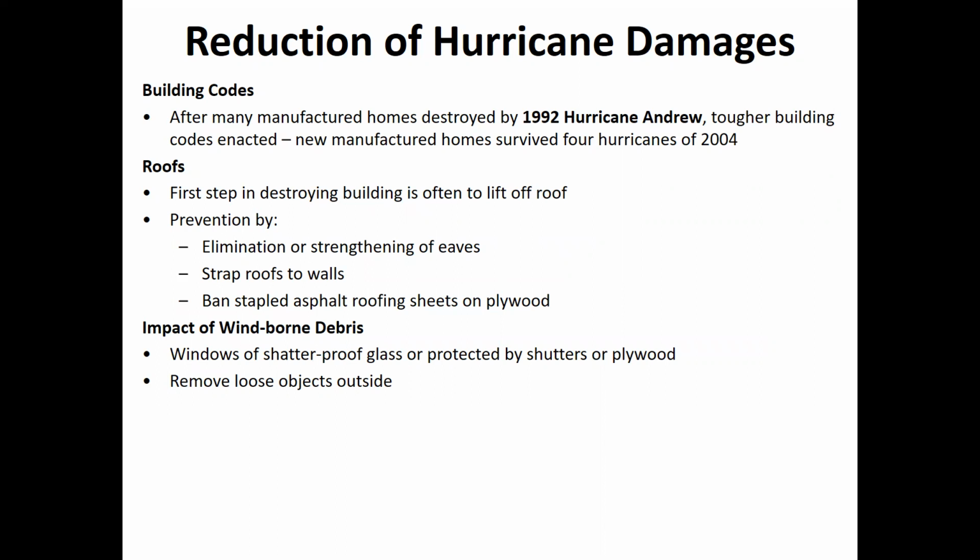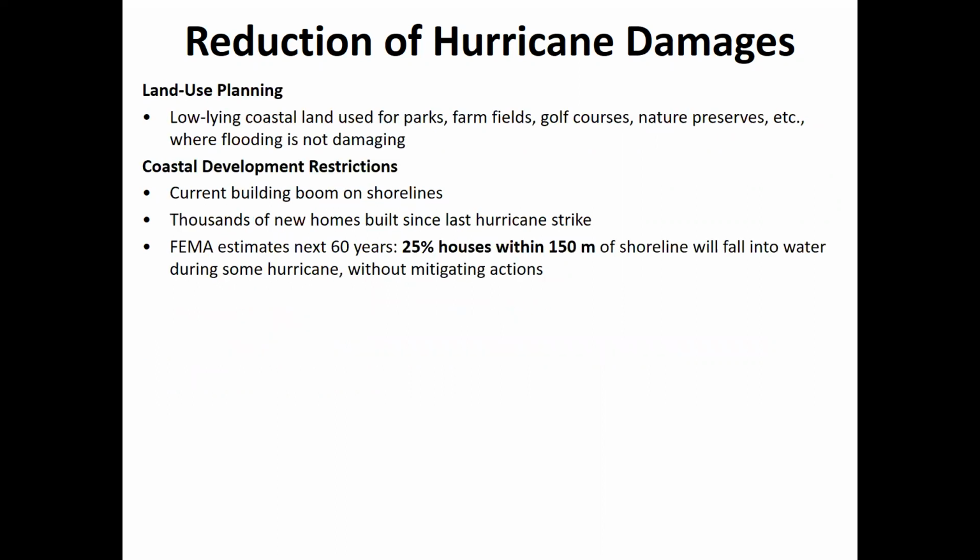The impact also of wind-borne debris. So windows made of shatterproof glass or protected by shutters or plywood. Also remove loose objects from outside. And then there's the land use planning. So low-lying coastal land should be used for parks, farm fields, golf courses, nature preserves, etc., where flooding is not going to do as much damage. And put in place coastal development restrictions.